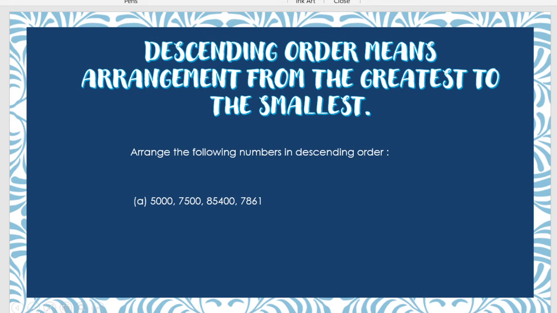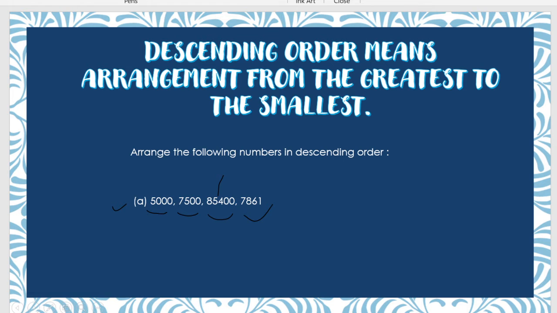Now, decreasing order means arrangement of the greatest number to the smallest number. We have learned this with the diagram. So now, can you do the same activity with the numbers? You have to find the number of places. From question 1a, we have a 4-digit number, then again a 4-digit number, then a 5-digit number and a 4-digit number. Oh, it's very easy. You can pick this as the greatest number. To give a decreasing order, this is the greatest number.